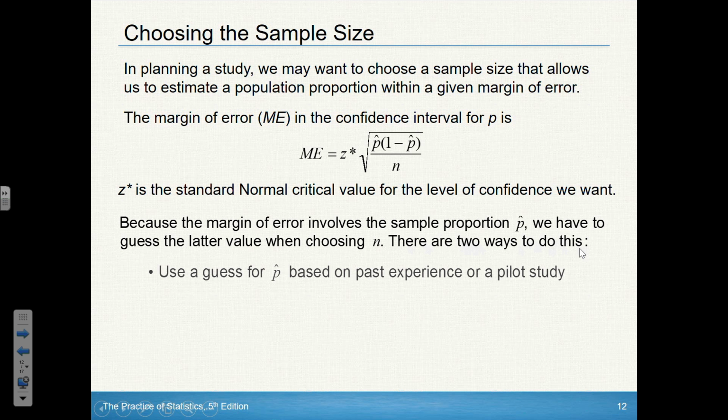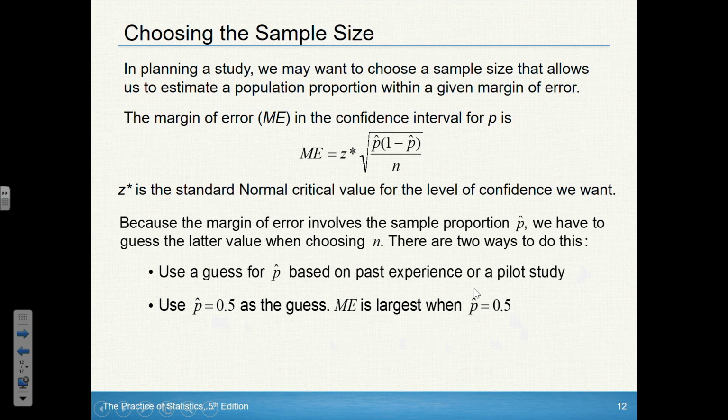And there's two ways to do it. First, you can guess a p hat from past experience or a pilot study. So if you know, or if you believe that 20% of the time you're going to have a success, then you can go ahead and use 0.2 as your p hat. But if you have no idea what kind of data you're going to have, just go ahead and use 0.5.